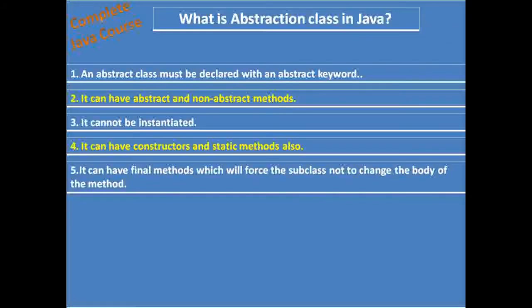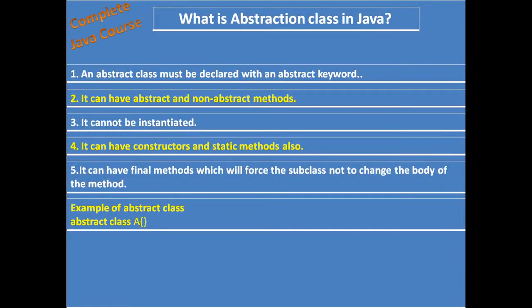Number five, it can have final methods which will force the subclass not to change the body of the method. So it means we can define a final method in the abstract class as well.